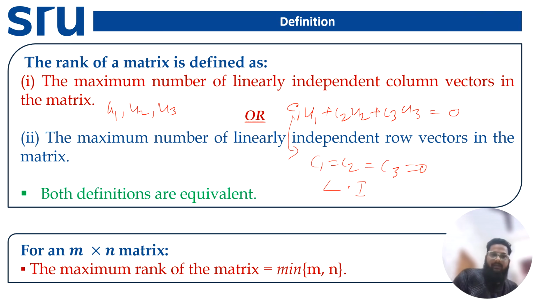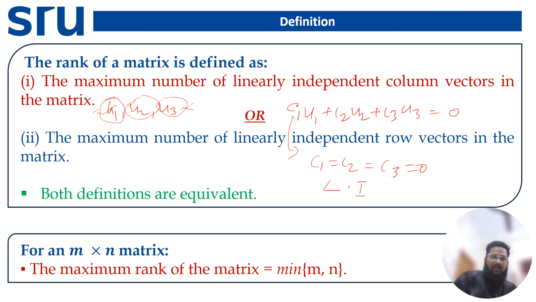Suppose in a matrix you have 3 columns, or you can say 3 rows. If you take the 3 rows of the matrix as vectors u1, u2 and u3, and suppose it is a 3 by 3 matrix, and you see that out of these 3 rows only 2 are independent, and the third is dependent on u1 and u2. So the maximum set of independent vectors you are getting is 2, so the rank will be 2. This is the definition of the rank of a matrix.